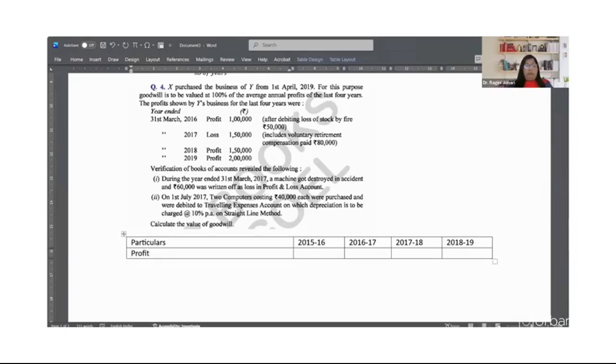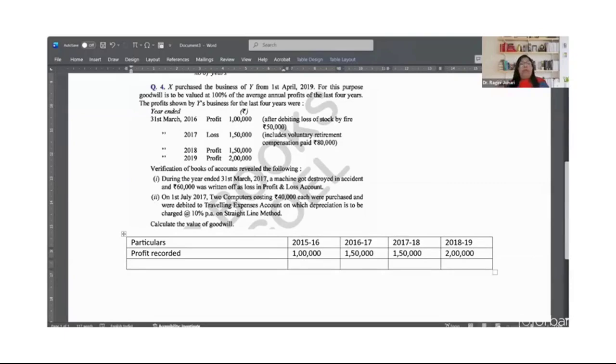Recorded profit is this. So we will be writing this: 1 lakh, 1,50,000, again 1,50,000 and then 2 lakh. Right. Now whatever modifications or adjustments need to be done will be done.